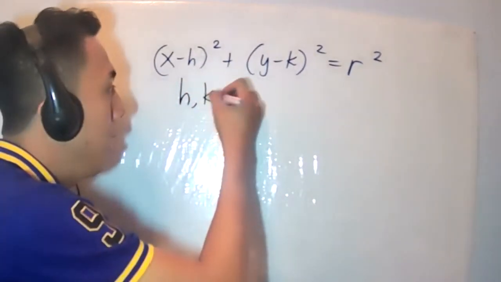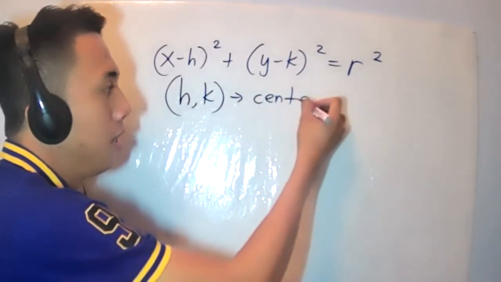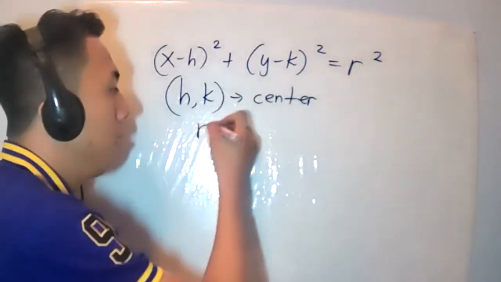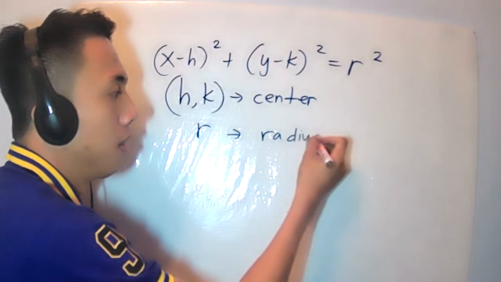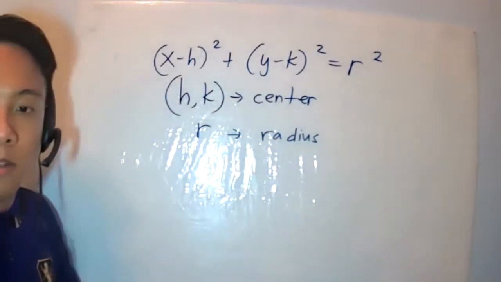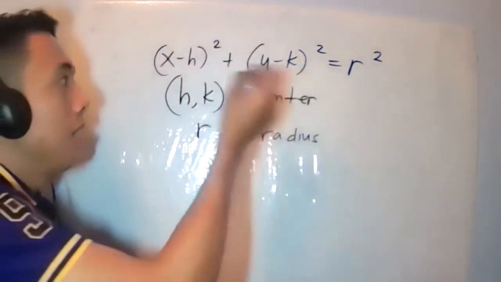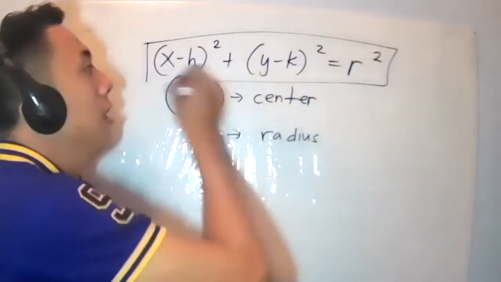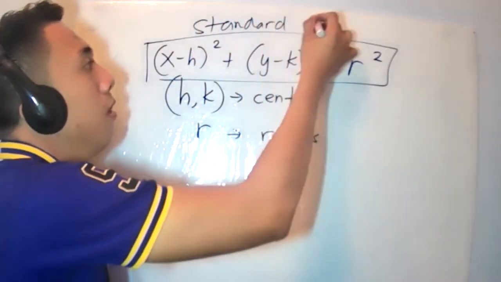h and k is what we call the center. This is the point of the center, and r is our radius. So if we want to find the center and radius, we can see them in our standard form. This is our standard form.